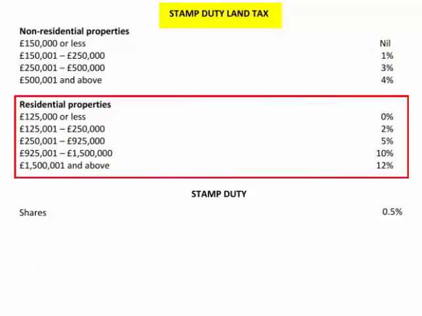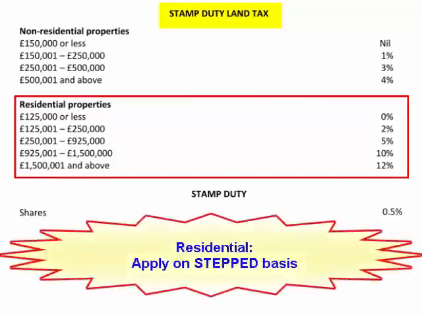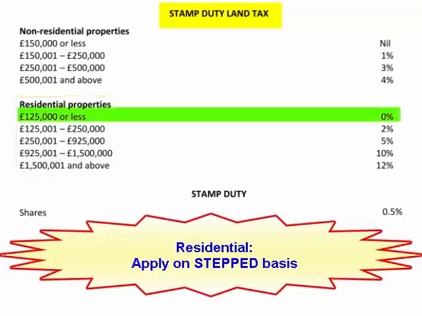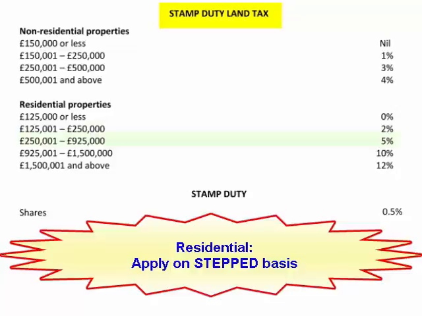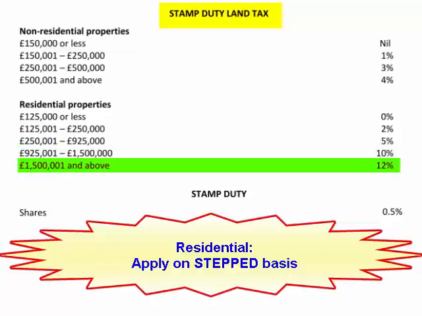For residential properties, the limits are different, and stamp duty land tax works on a stepped basis. So for residential properties, the nil band is only £125,000. Then we go up to 2% from £125,000 to £250,000, but this time that 2% will just apply to the value between those limits. Then above 250,000 we pay 5%, up to 925,000. Then it goes up to 10%, up to 1.5 million, and then 12% above that.